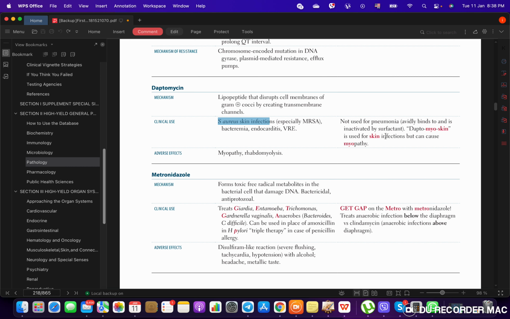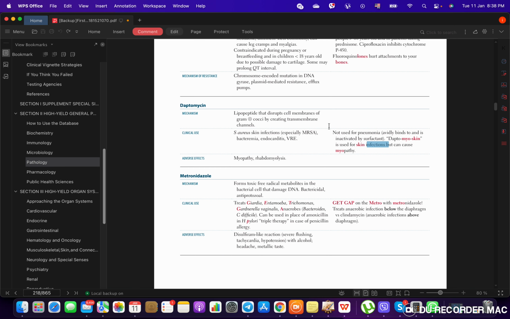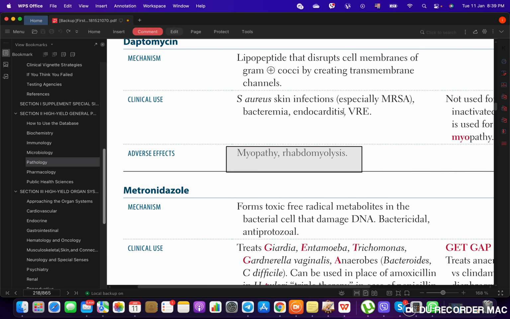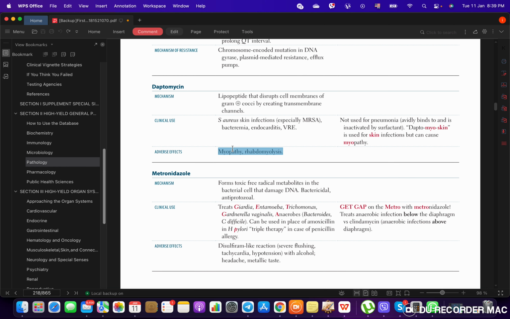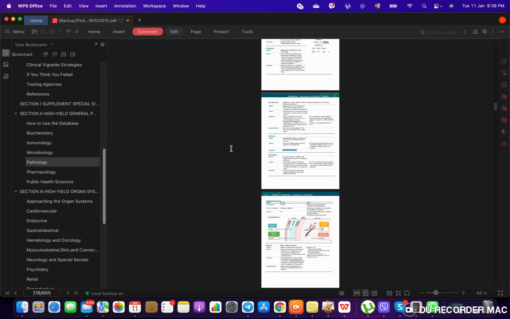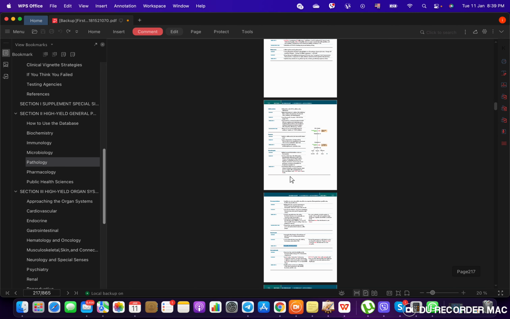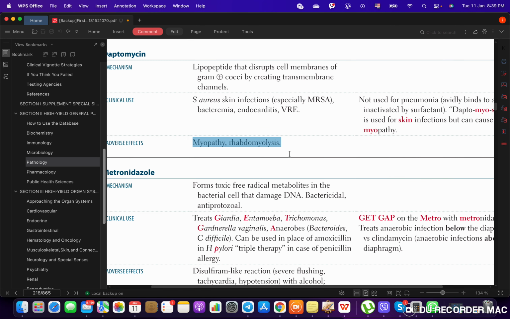Not used for pneumonia, because it's inactivated by the surfactant. Yeah, daptomycin does not work in the lung, basically, okay? Because it binds to the surfactant, super important. It's one of the rare antibiotics that lead to symptoms such as rhabdomyolysis and myopathy. But do you remember which was the other antibiotic that also led to neuromuscular blockade? Yep, it was aminoglycosides, absolutely. That led to neuromuscular blockade, and it was contraindicated in case of myasthenia gravis.